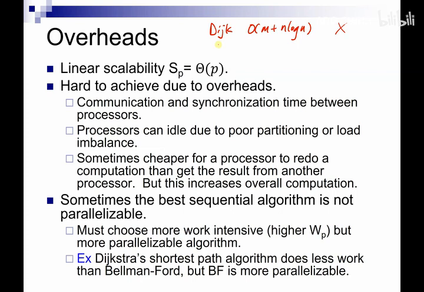Now alternatively, you can take some other algorithm for solving shortest paths, for example, the Bellman-Ford algorithm. Now this algorithm is actually much less efficient in the sequential setting, because it does order n times n amount of work. So it's much slower than Dijkstra's in the sequential setting. However, this algorithm is highly parallelizable. It's actually very easy to parallelize Bellman-Ford. So depending on the situation that you're in, you might actually choose to run Bellman-Ford in a parallel setting instead of Dijkstra's, even though Bellman-Ford does more work overall. So that's another source of overhead.